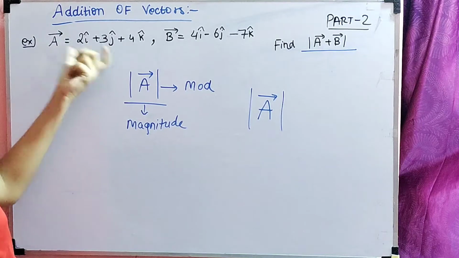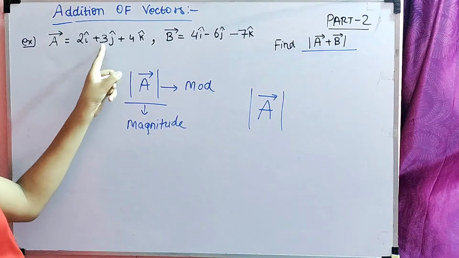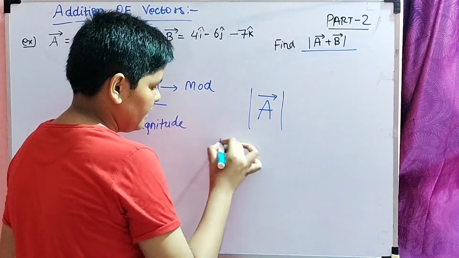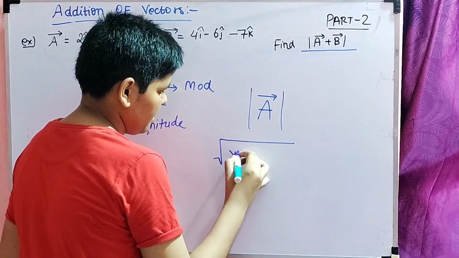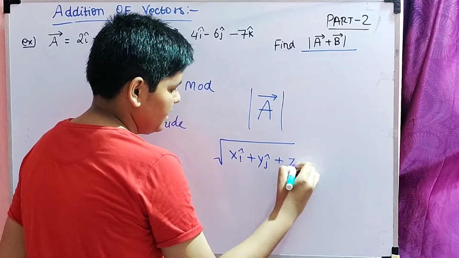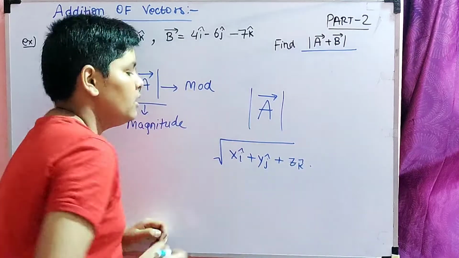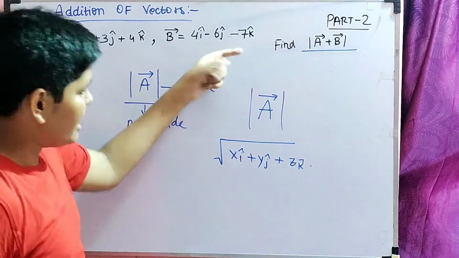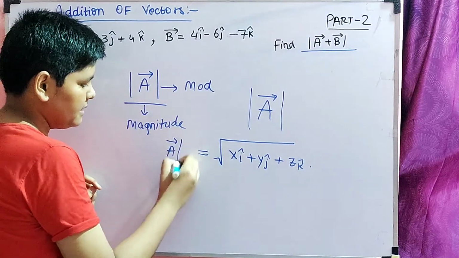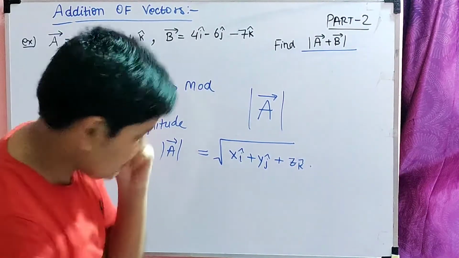But if you are taking a vector, you don't just take 2i cap plus 3j cap plus 4k cap. To find the magnitude, you have to take the under root of x i cap plus y j cap plus z k cap. Under root, even if we have subtraction, we only use plus. So this over here you can call the magnitude. Like this you can find the magnitude.